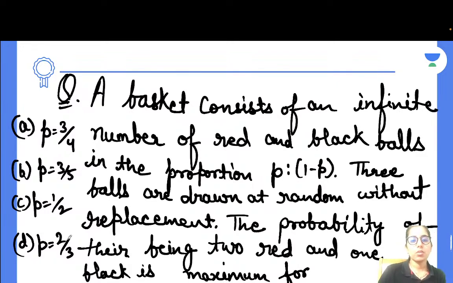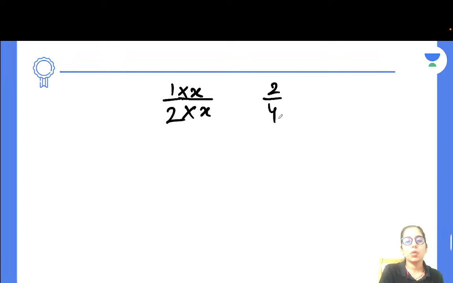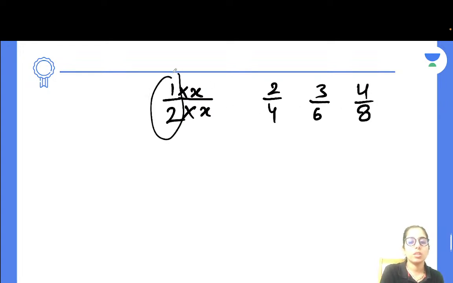Okay, let's go ahead. So actually guys, a basket consists of an infinite number of red and black balls in the proportion, right? The proportion is given. Now, let's understand proportionality. Let's say there is some ratio 1:2. That means there was a common term which has been cancelled out. It can be not just 1/2, it can be 2/4, it can be 3/6, it can be 4/8, it can be any such thing which gives us 1/2. There was a common multiplied term, right?